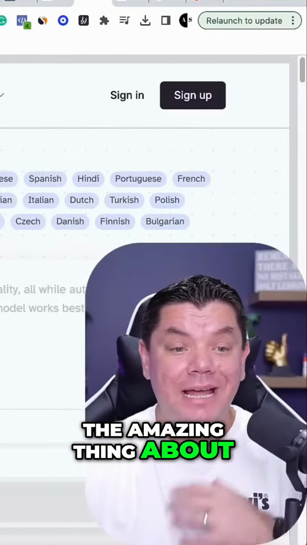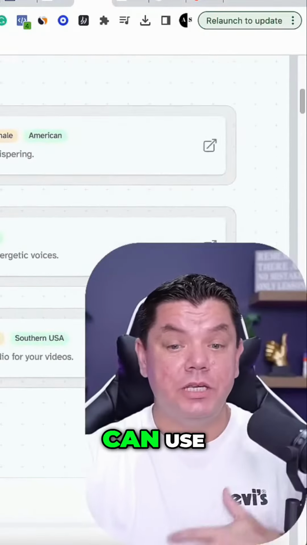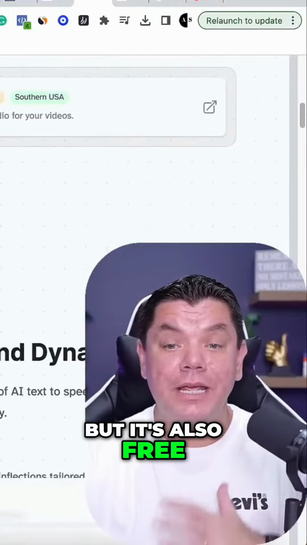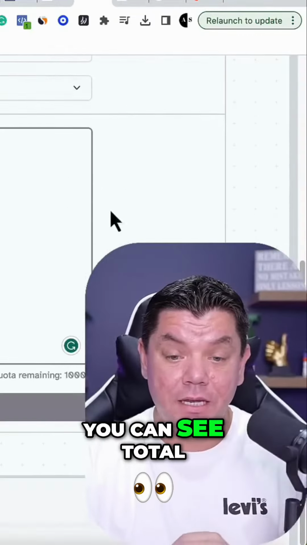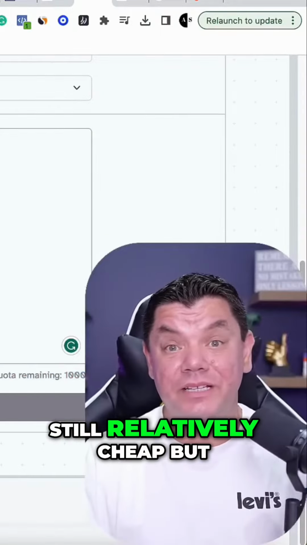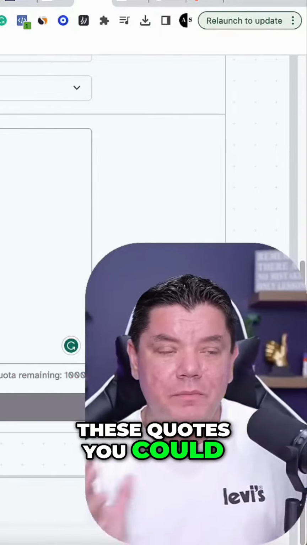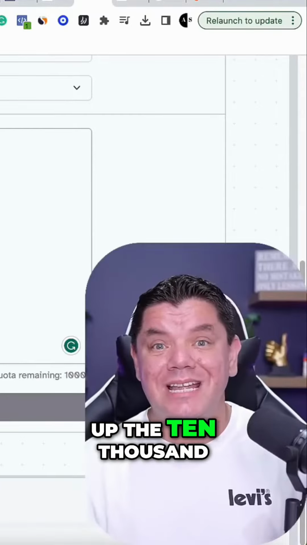The amazing thing about ElevenLabs is not only does it have a variety of different types of voices that you can use, but it's also free up to the first 10,000 characters. As you can see, total quota remaining is 10,000. Then you can sign up and it's still relatively cheap.